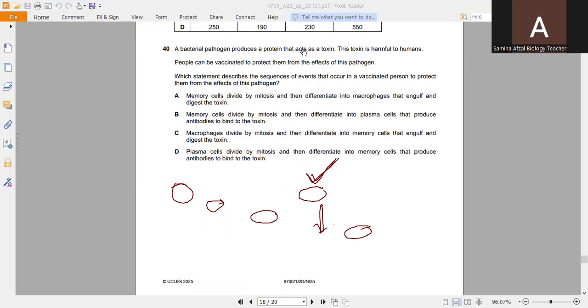Question number 40. A bacterial pathogen produces a protein that acts as a toxin. The toxin is harmful to humans. People can be vaccinated to protect them from the effects of this pathogen. Which statement describes the sequence of events that occur in a vaccinated person to protect them from the effects of this pathogen?